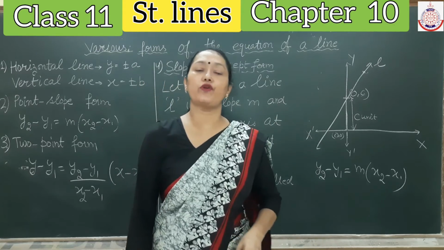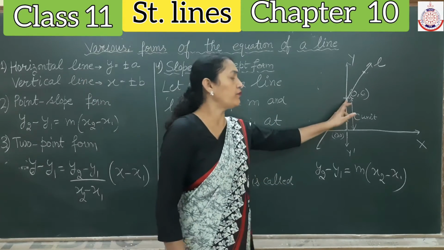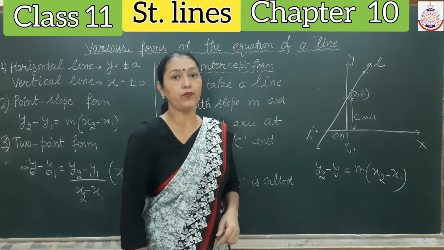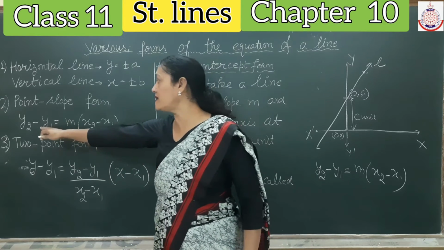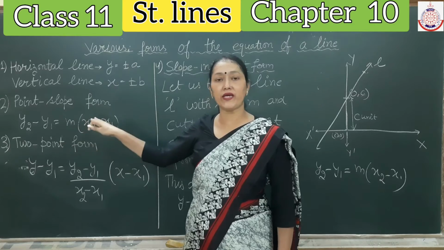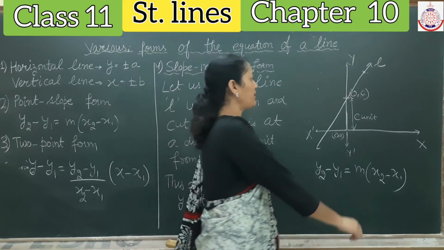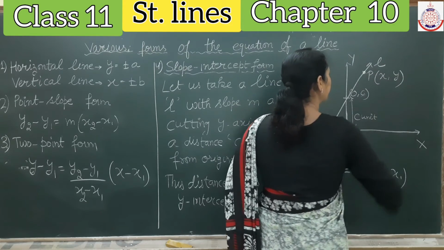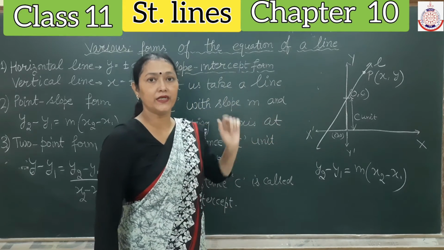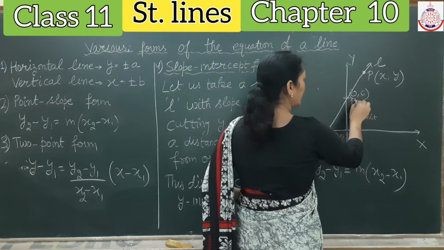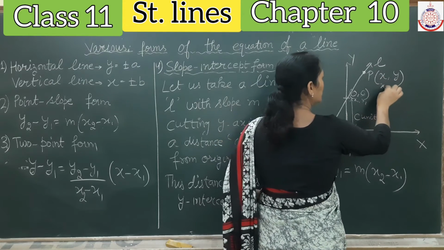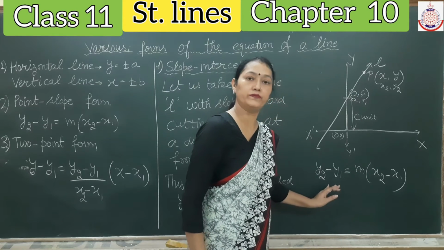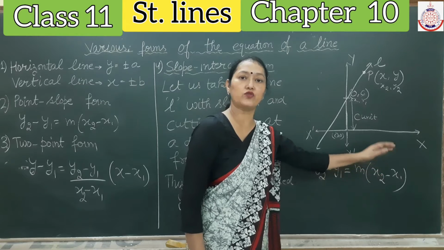Then if we have to form the equation of the line, what is given? Point is given, slope is given. That means point slope form will be used. And under point slope form, we have learned that the equation can be written as y2 minus y1 equals m into x2 minus x1. Let us take one point, suppose P, having coordinates x and y. This point is lying on the line. Then if we write the equation, this will be called (x1, y1) and this is (x2, y2). When we write point slope form, y2 minus y1 equals m times x2 minus x1.